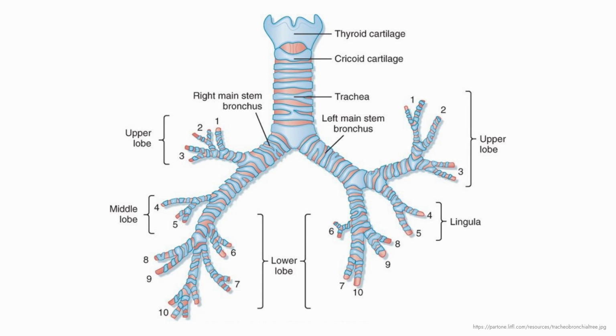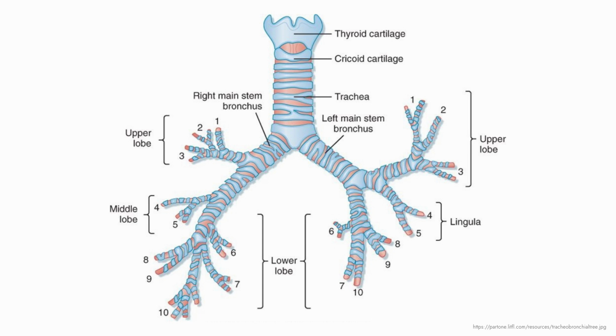Tracheobronchial anatomy. This slide outlines the tracheobronchial anatomy, detailing the airway from the trachea to the segmental bronchi. The trachea, supported by C-shaped cartilage rings, bifurcates at the carina into the main bronchi.